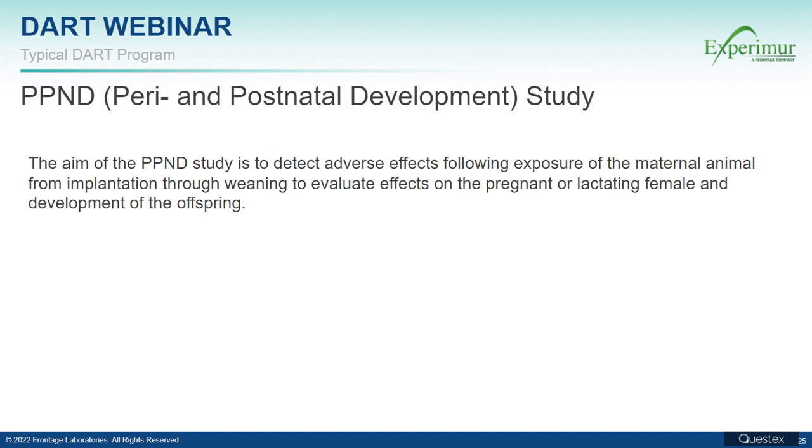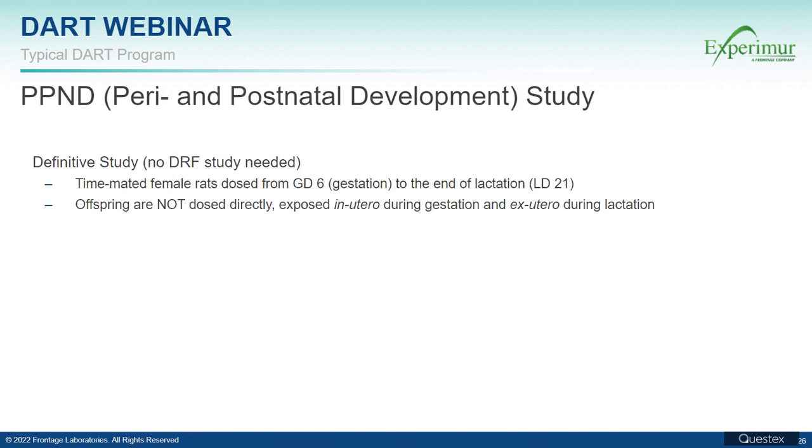The last one is the peri and postnatal development study, and the aim of this study is really to detect effects following exposure from implantation all the way through weaning. So this is a long period of time. The offspring is not being dosed. It is the dams, the pregnant female rats, that are being dosed during this time.